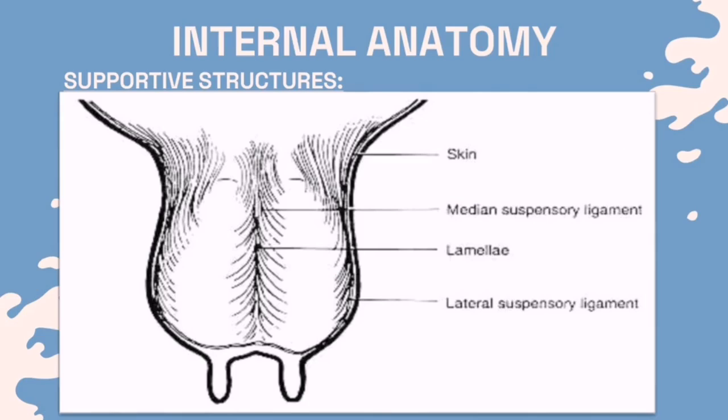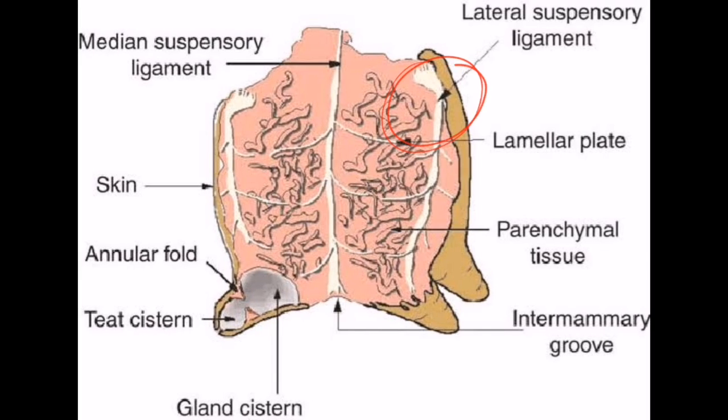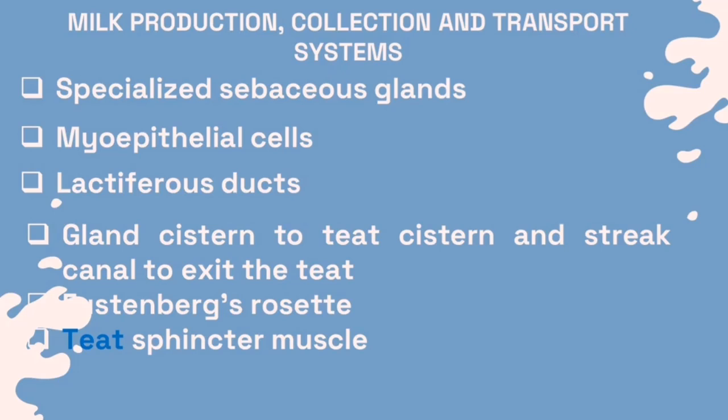For the internal anatomy, it consists of supportive structures, which are composed of the median suspensory ligament and the lateral suspensory ligament. The medial originates from the linea alba cranially, while the lateral ligament supports and encloses the lateral aspects of the udder. The internal anatomy also consists of milk production, collection, and transport systems.